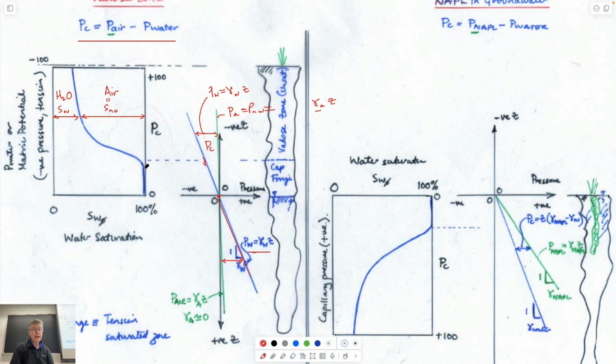And it describes exactly how, as we go up in the vadose zone, it's almost fully saturated with water until we get to this location here. And as we go up here, so this would be 100% water saturated.